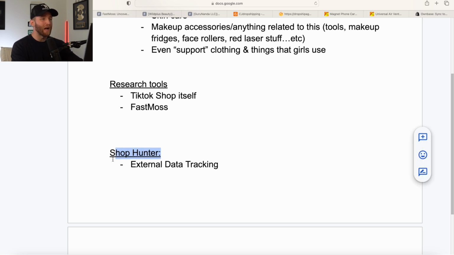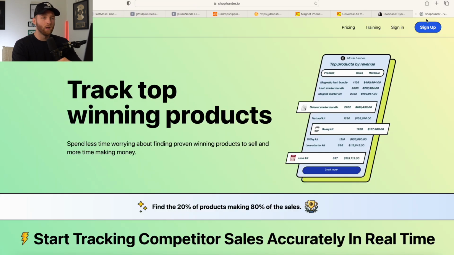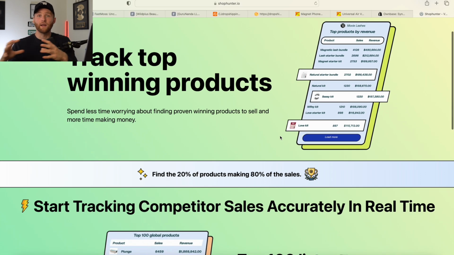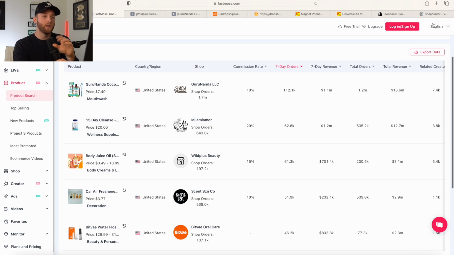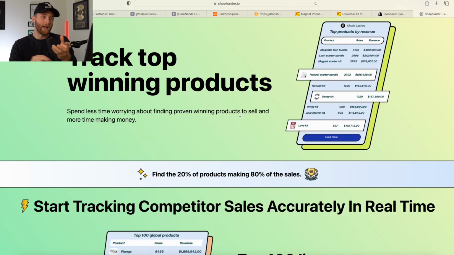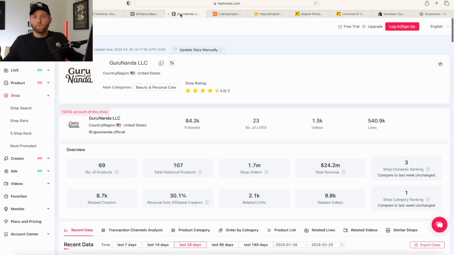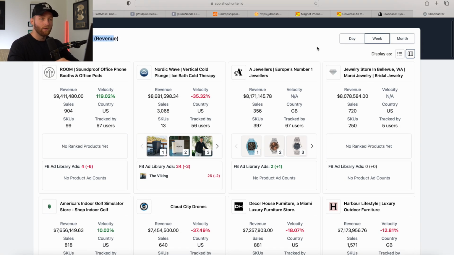Now, there is a tool called Shop Hunter, which if I pull it up here, allows you to look at data from external spots. So just like how FastMoss pulls stuff for TikTok Shop, Shop Hunter allows you to enter a URL. So a lot of these big TikTok shops, they also have websites, they sell elsewhere, they do other stuff. So if we go to the top performing stores based on revenue, and this is for the week, you can see all the different ones on here.